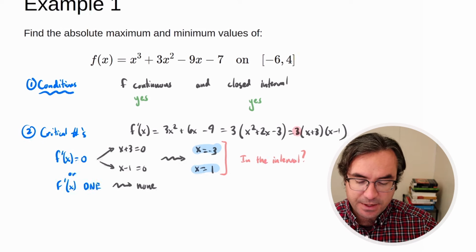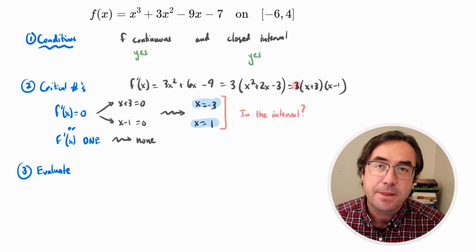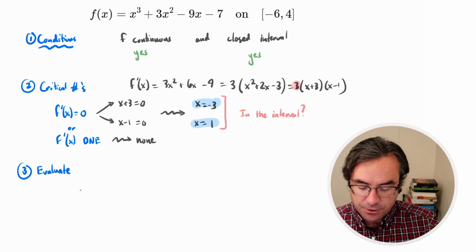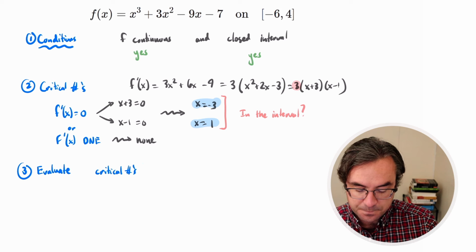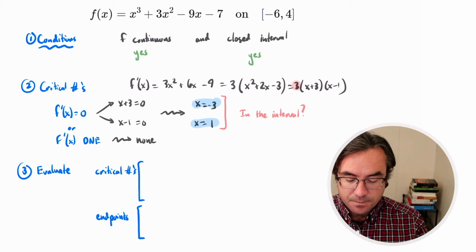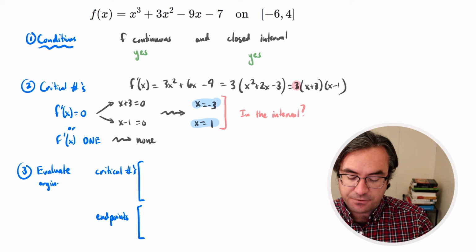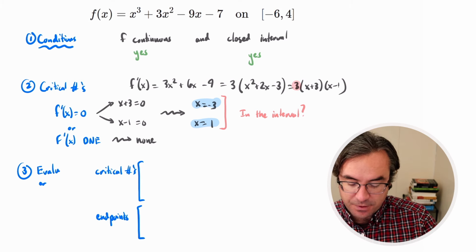So now the next step is to evaluate this function. We're going to plug in the two critical numbers that we found and also the two endpoints. So we've got to do two things: evaluate the critical numbers, and then also the endpoints. We want to do both. And we're doing the original function, not the derivative or anything like that.